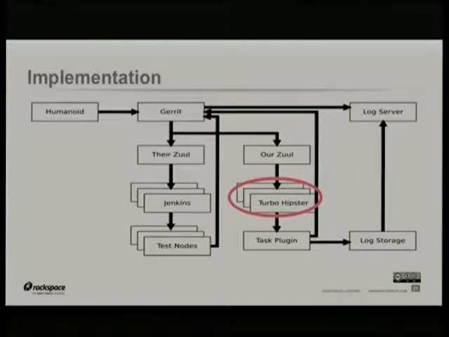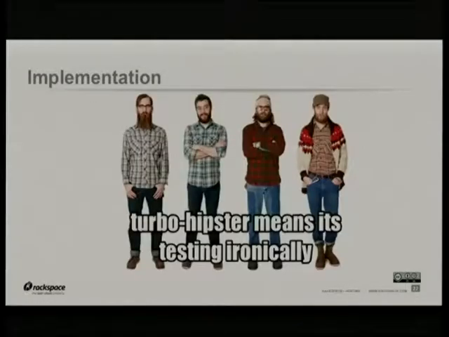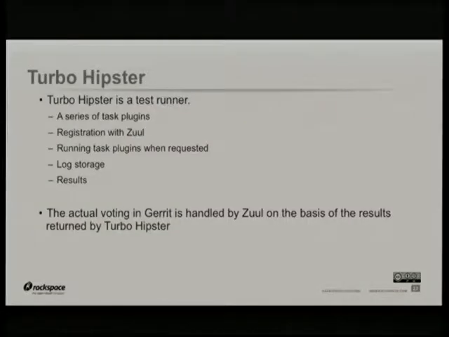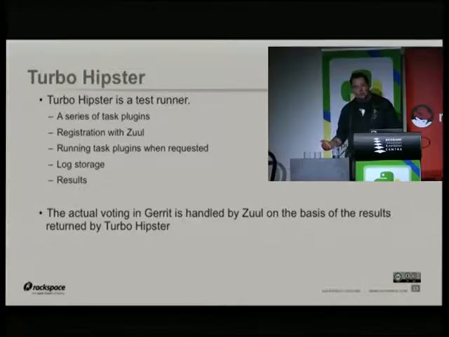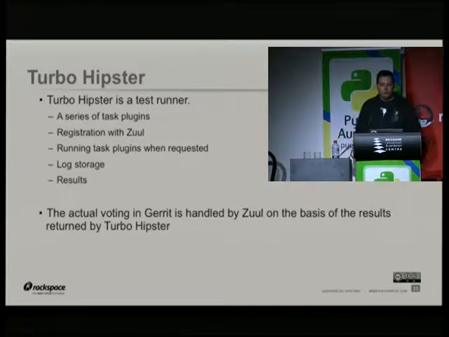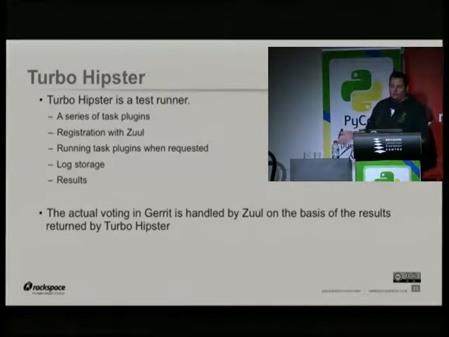So what is Turbo Hipster? Turbo Hipster means it's testing, ironically. Read into the name what you will. So Turbo Hipster is a task runner or test runner. It takes a bunch of plugins that do different things. It registers with Zuul, and the plugins will say, hey, I know how to do database migrations. But it could also actually say, hey, I know how to do the PEP8 jobs, but we let Jenkins handle those. It runs the jobs, stores the logs, returns the results.